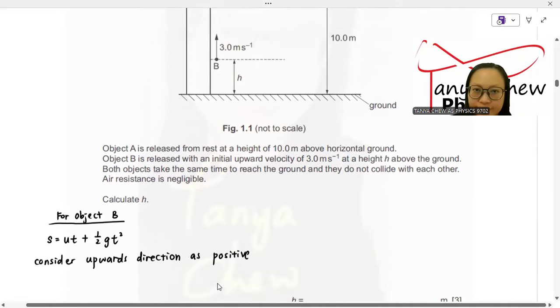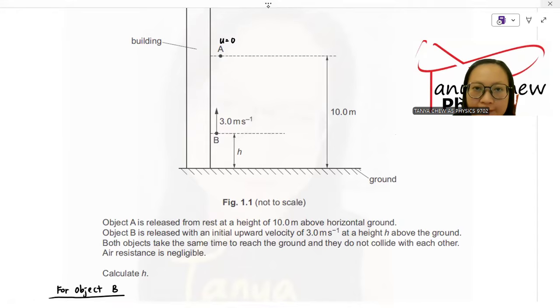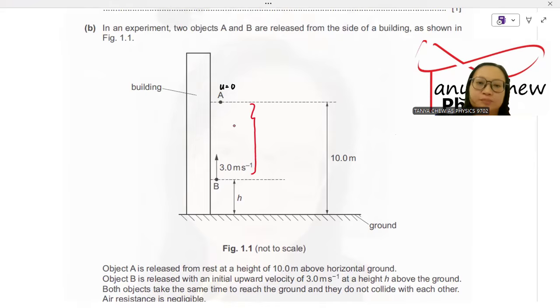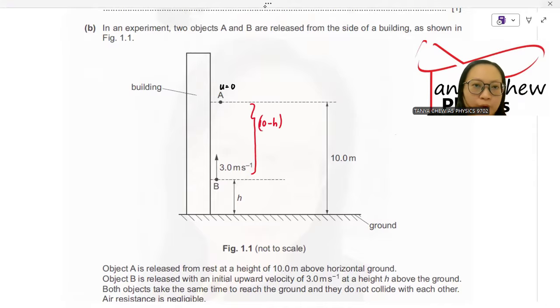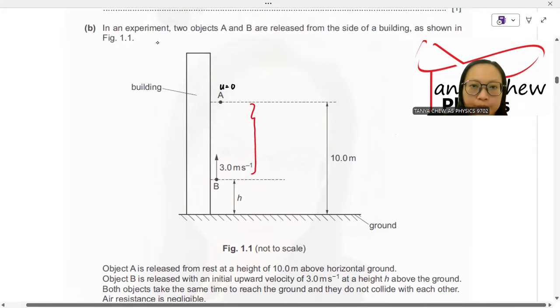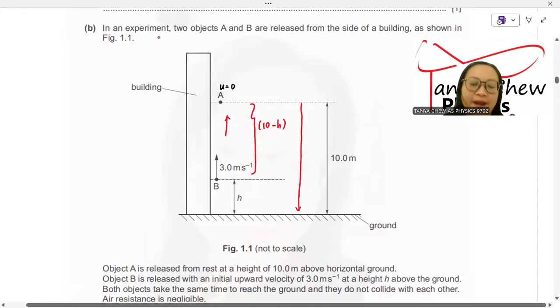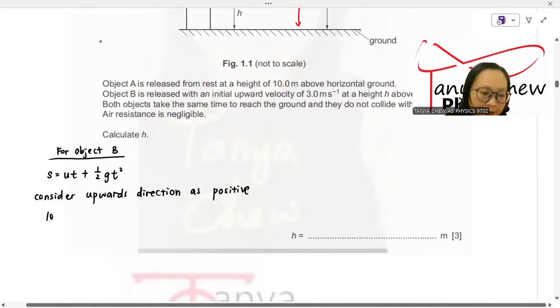Now s is the displacement. B is going upward, so I need to get this part of the displacement. B is going up with this displacement, which is 10 minus h. Let me write it nicely for you. 10 minus h going upwards, and then after that it reaches the maximum height, goes downwards and reaches the ground at 10 meter. So the displacement would be 10 minus h first, outwards direction, and minus 10.